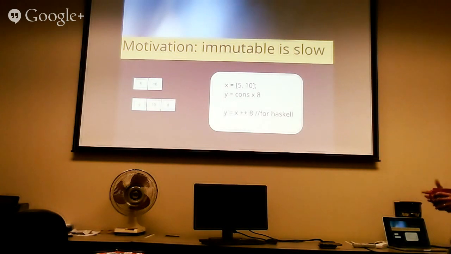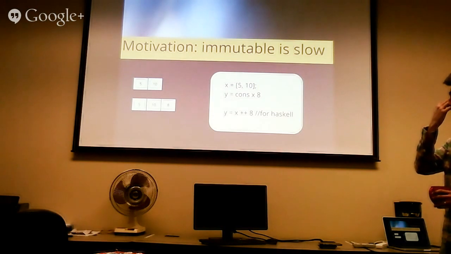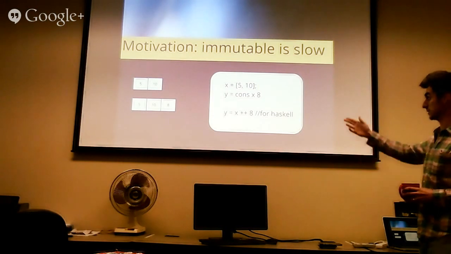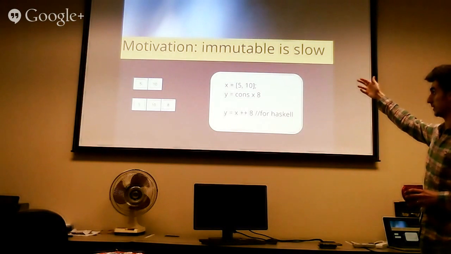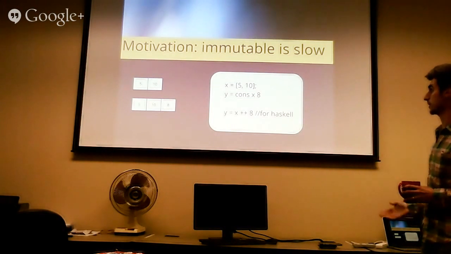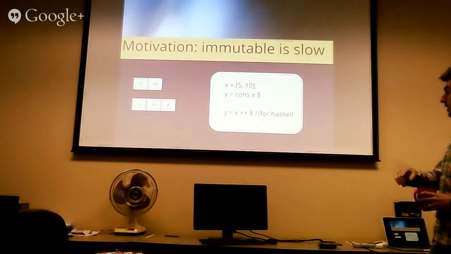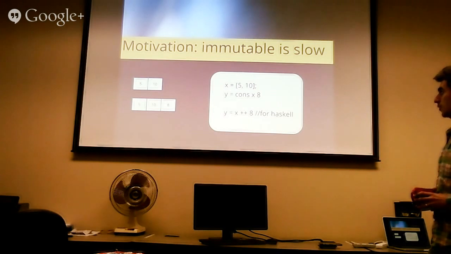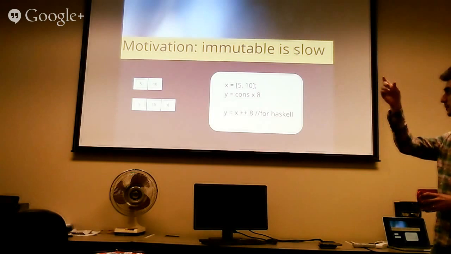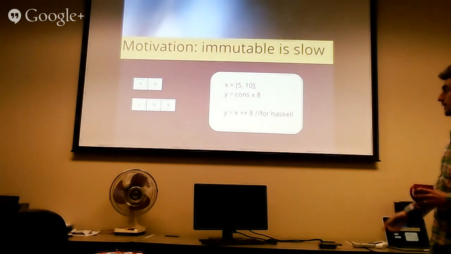And then the other problem is immutable is slow. So if we have, let's say this code over here, where we have a list, let's say, or a vector 5 and 10, and then we want to cons 8 onto that, or we want to append 8 in Haskell, we have to potentially copy the entire array to add that element on.